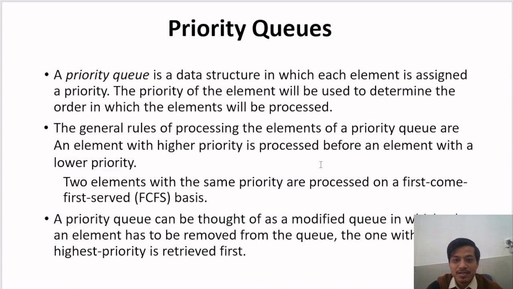In some cases you may want to process the lowest priority elements first, so you can process the elements which have the lowest priority. It depends on the application. So this is about priority queues. Let's see about some other things.